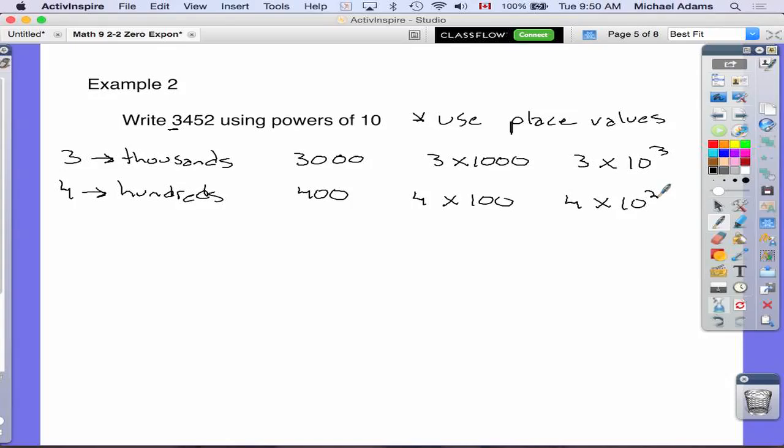Yeah. Right? Okay. The next number is 5. 5 is in what place value? 5 is in the tens place value. So 5 tens, what does 5 tens look like? It looks like 50. And I could write it like 5 times 10.